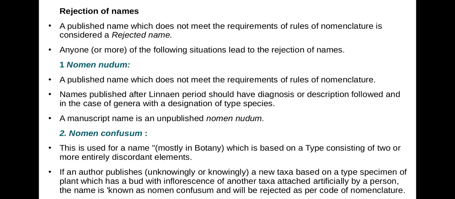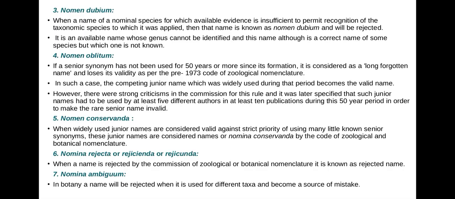Nomen nudum: a published name which does not meet the requirements of the rules of nomenclature. Names published after the Linnaean period should have a diagnosis or a description, and in the case of genera, a designation of type species. A manuscript name is an unpublished nomen nudum. Then nomen confusum is used for a name, mostly in botany, which is based on a type consisting of two or more entirely discordant elements. If an author publishes, unknowingly or knowingly, a new taxon based on a type specimen of a plant which has a bud with inflorescence of one other taxon attached artificially by a person, the name is known as nomen confusum and will be rejected as per the code of nomenclature.